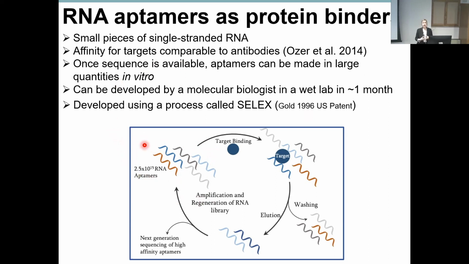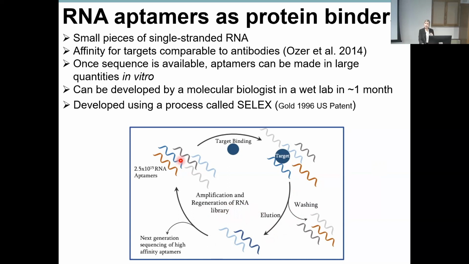And I'll note that the target is typically a purified protein in the most conventional CLas experiment. So this large library is hybridized to the target, and then washing steps remove the RNA aptamers that don't stay bound. And then those that do stay bound are eluted. And these eluted aptamers serve as the template to resynthesize this starting library.